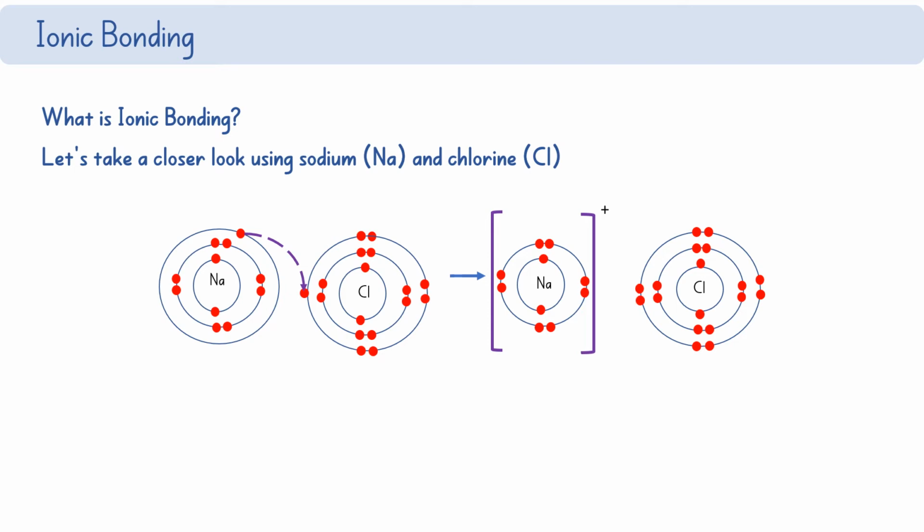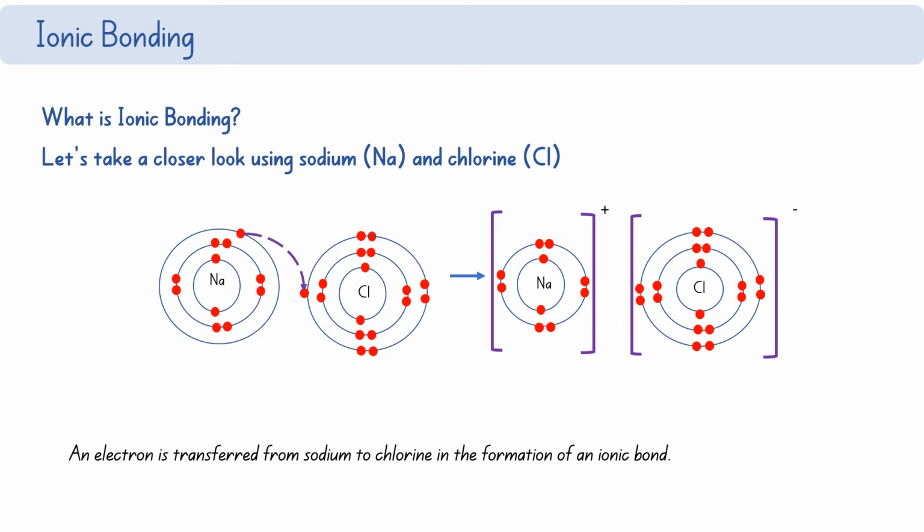So a plus and a negative will then allow it to become an ionic compound. So when an electron is transferred from one element to another, such as in sodium chloride, this is the formation of an ionic bond.